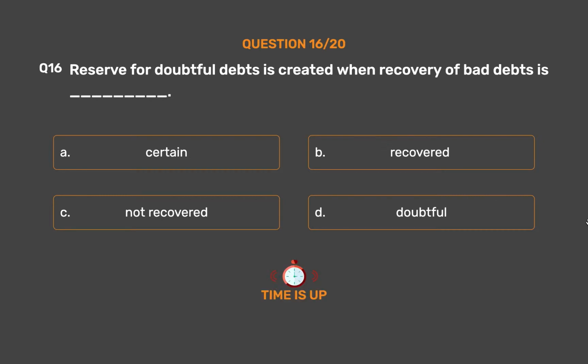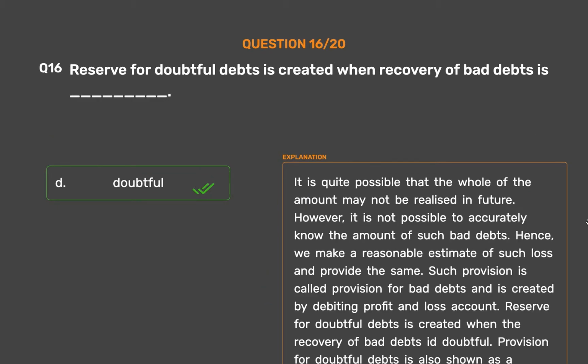The correct answer is option D, doubtful. It is quite possible that the whole of the amount may not be realized in future. However, it is not possible to accurately know the amount of such bad debts. Hence, we make a reasonable estimate of such loss and provide the same.